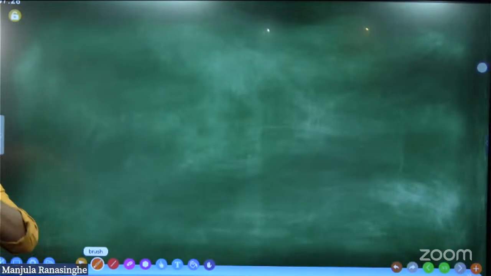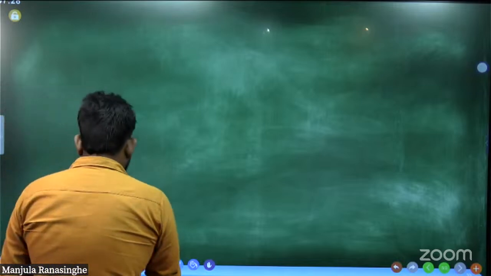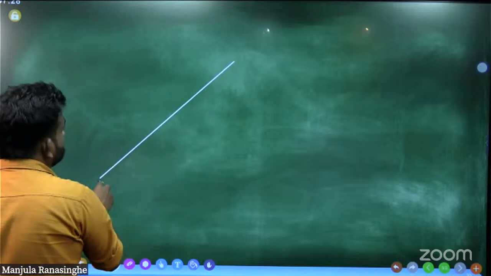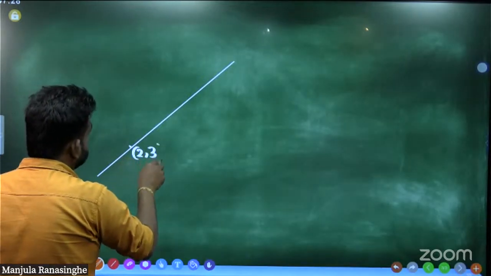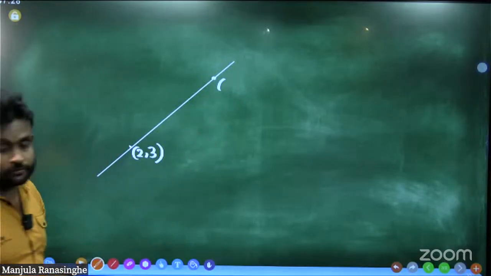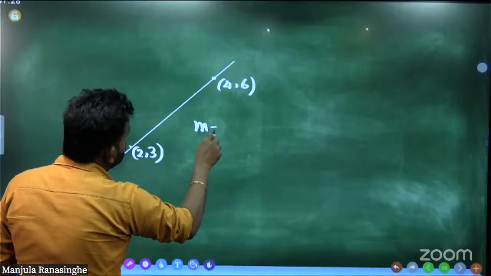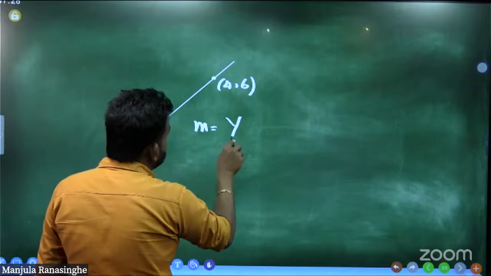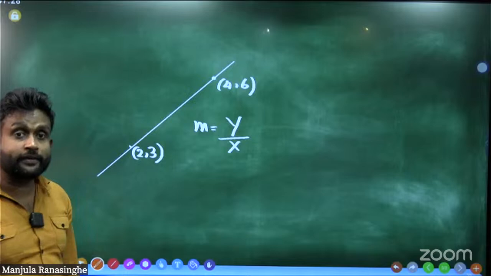What is the gradient of the straight line which passes through the point coordinates 2, 3 and 4, 6? So we have a straight line passing through 2, 3 and another point, 4, 6. Now check the gradient. Gradient definition, you know that y coordinate difference over x coordinate difference.